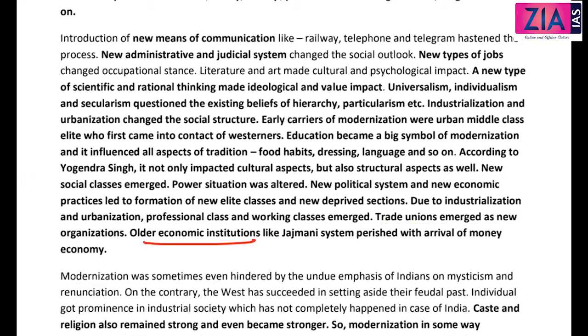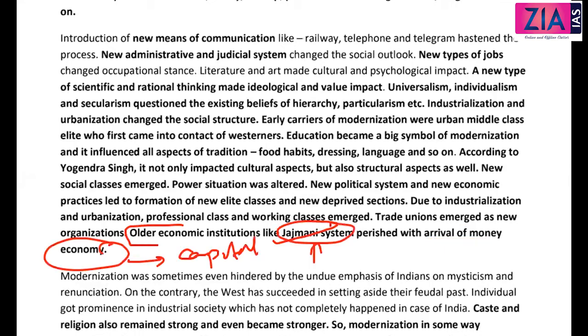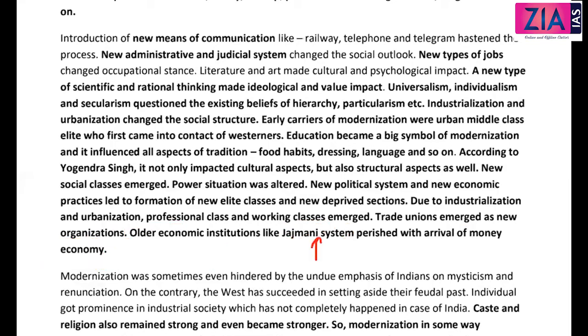Older economic institutions like the Jajmani system perished with the arrival of the money economy. So just write this as obligatory relations, which is part of the Jajmani system, to contractual relations, which is part of the capitalist setup. Okay, this is a kind of feudalist setup. Now capitalist setup.